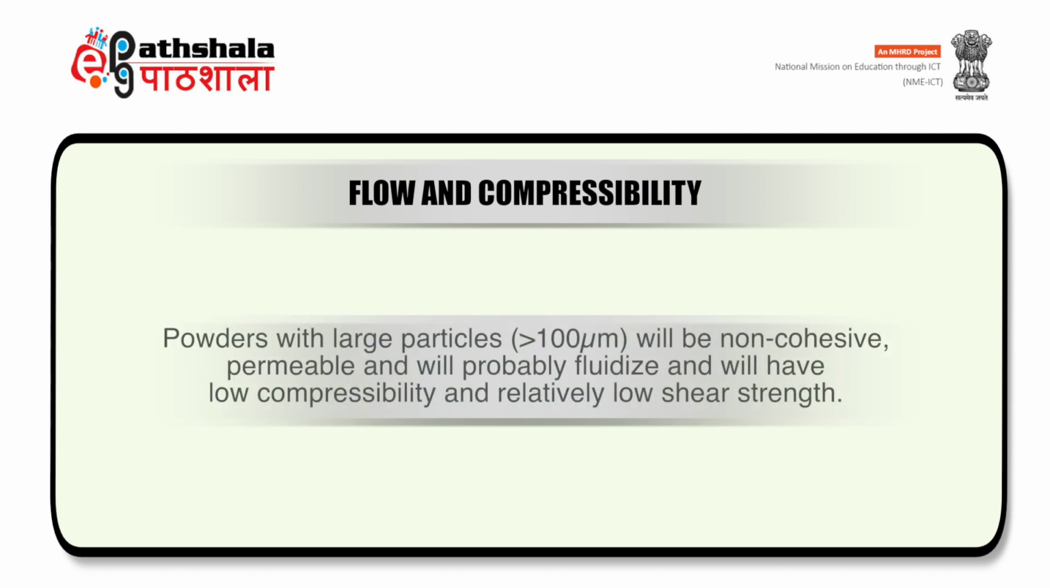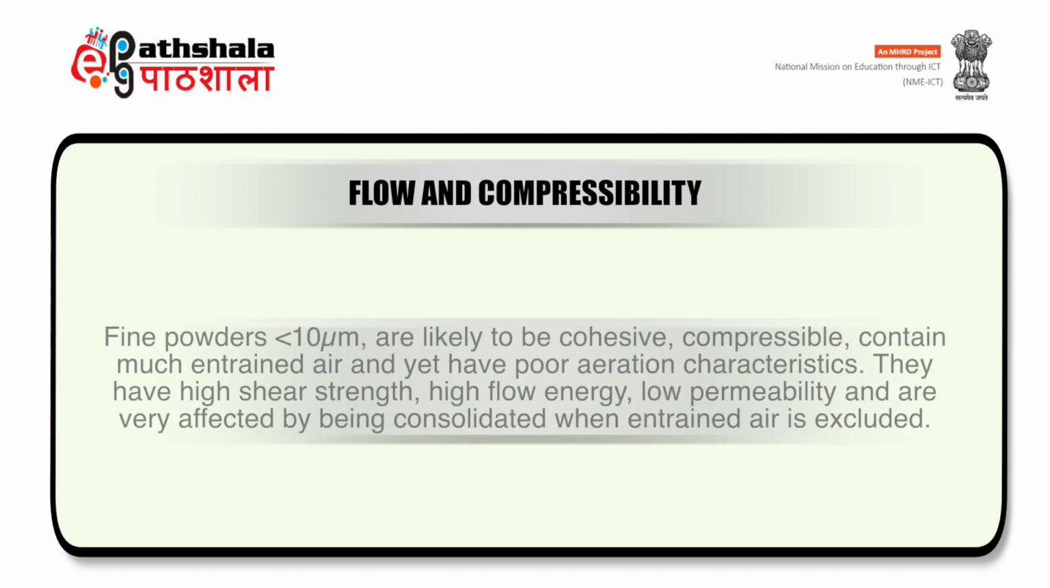In general, powders with large particles greater than 100 microns will be non-cohesive, permeable and will probably fluidize and will have low compressibility and relatively low shear strength. Conversely, fine powders less than 10 microns are likely to be cohesive, compressible, contain much entrained air and yet have poor aeration characteristics. Generally, they have high shear strength, high flow energy, low permeability and are very affected by being consolidated when entrained air is excluded.